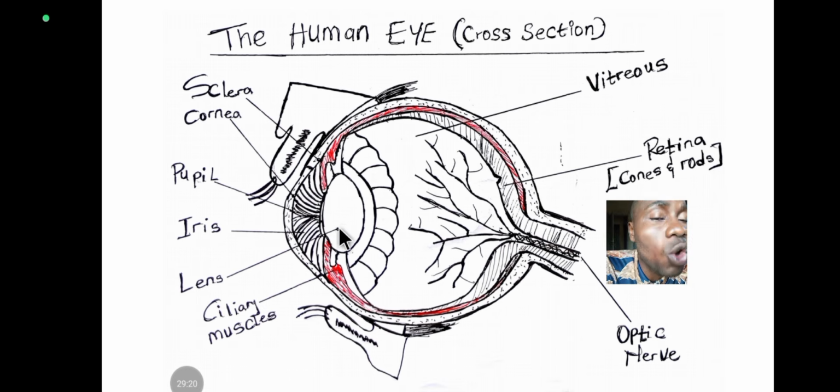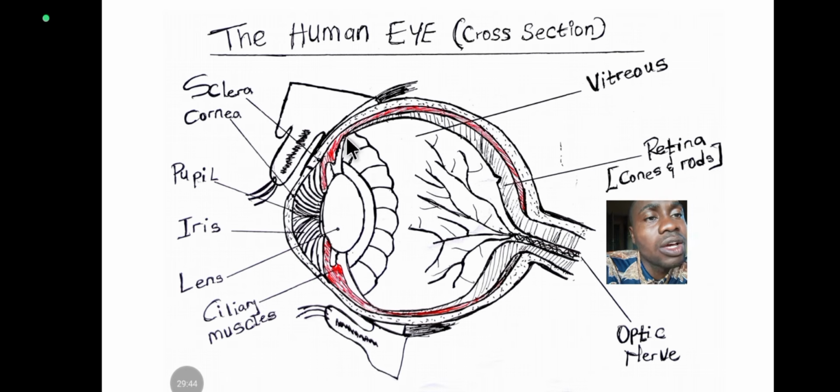The cornea is able to take in oxygen from the atmosphere, and it respires on its own. It doesn't depend on the lungs to respire. So the cornea takes in oxygen from the atmosphere to respire. I already talked about the pupil. This here is your eyelid, and this here is your eyelash.